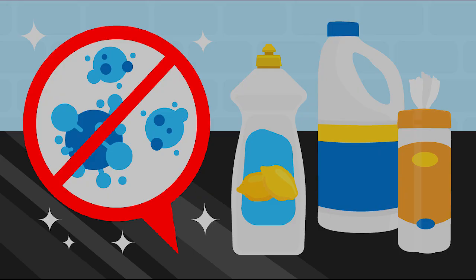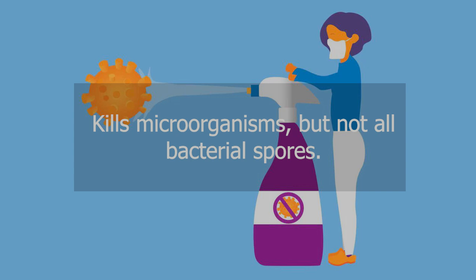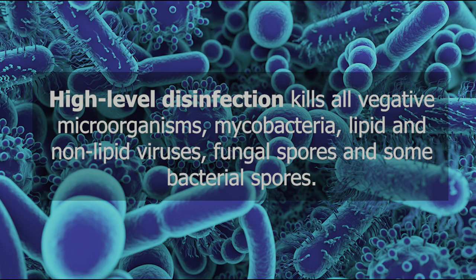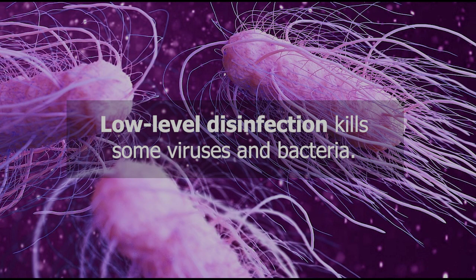A disinfectant is a chemical or a physical agent like UV light that kills microorganisms but not all bacterial spores. There are 3 levels of disinfection: high, intermediate, and low. High-level disinfection kills all vegetative microorganisms, mycobacteria, lipid and non-lipid viruses, fungal spores, and some bacterial spores. Intermediate-level disinfection kills mycobacteria, most viruses and bacteria, and is registered by the Environmental Protection Agency as tuberculocidal. Low-level disinfection kills some viruses and bacteria.